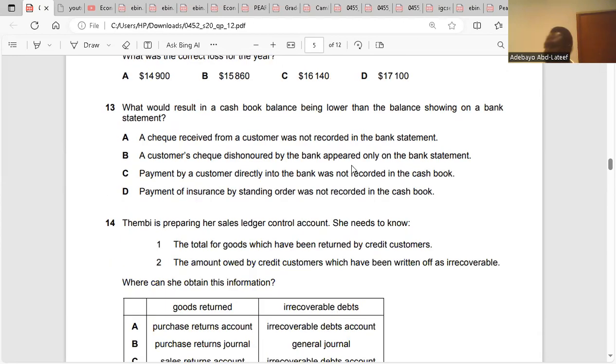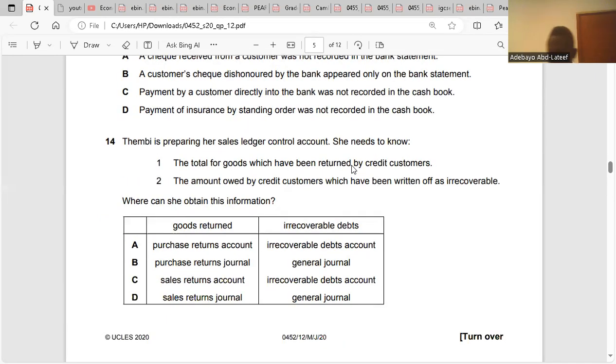What would result in a cash book balance being lower than the balance showing on the bank statement? This could be as a result of a bank transfer. Most of the time, with bank transfers, we don't record it as a business. I might not be aware that the transfer was done, or I might not receive a credit alert for such a transaction. Because I did not receive a credit alert, I would not record it on the debit side of my cash book. With bank reconciliation, we'll be able to detect it. Do you understand? So the answer is C. Is it clear? Question 14.